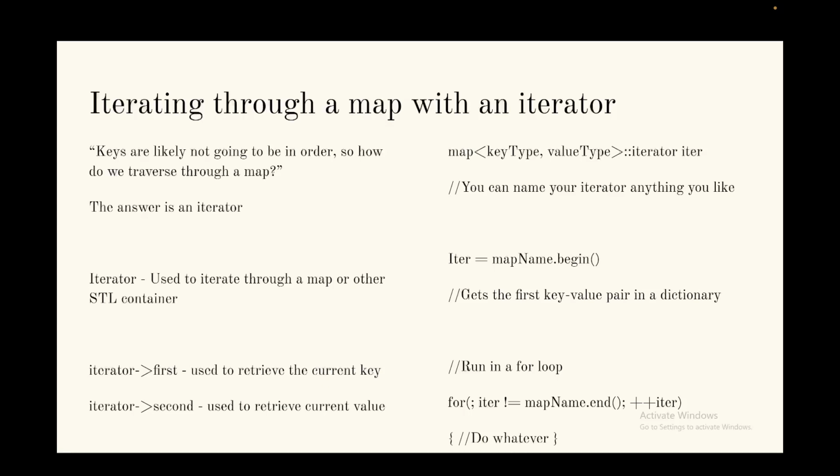And to iterate throughout your dictionary or map, you use a for loop, such as seen here, where you keep going until your iterator is equal to the end of your map.